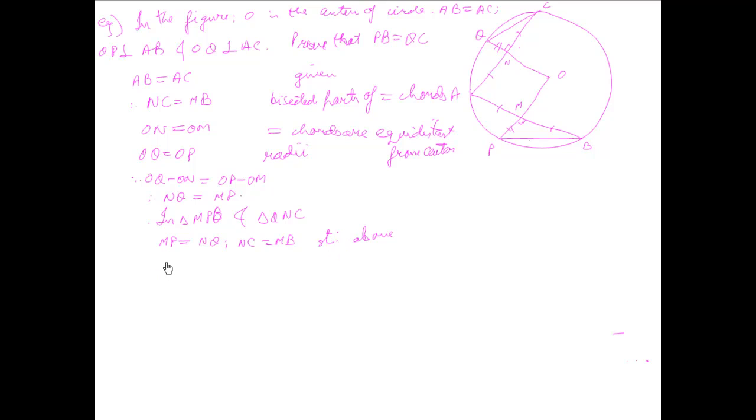and angle M is equal to angle N equals 90 degrees, given. Therefore, children, triangle MPB is congruent to triangle QNC. And children, this is by side angle side test. Therefore, QC is equal to PB. And this is, children, by corresponding parts of congruent triangles are congruent. Hence proved.